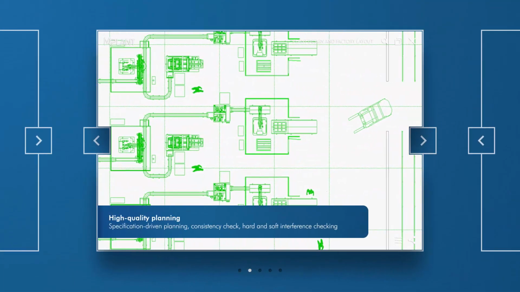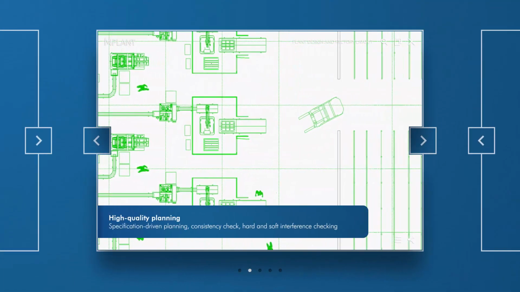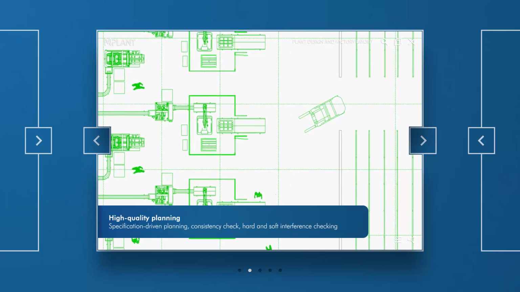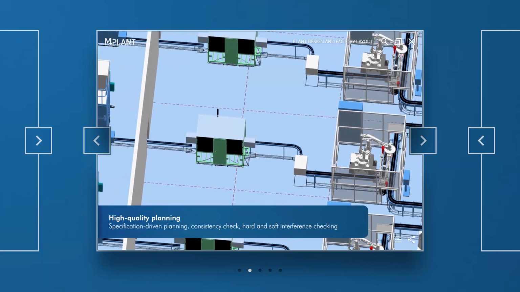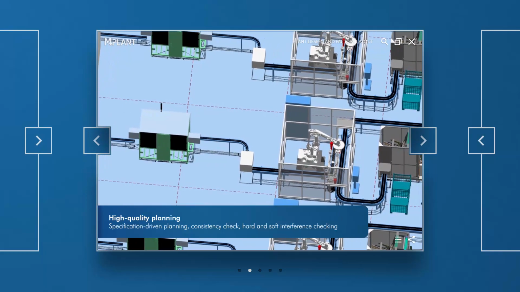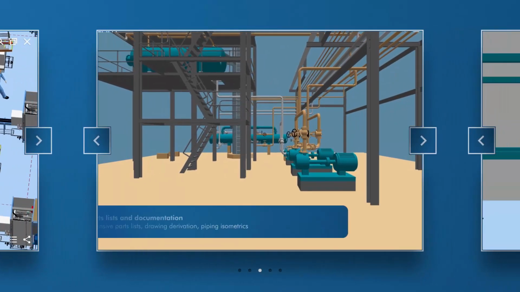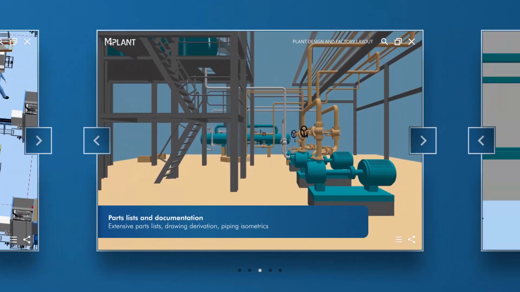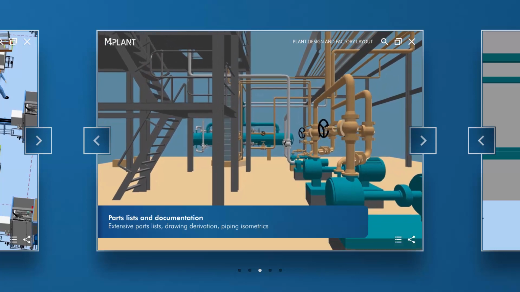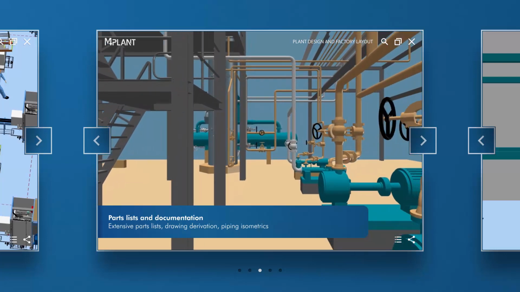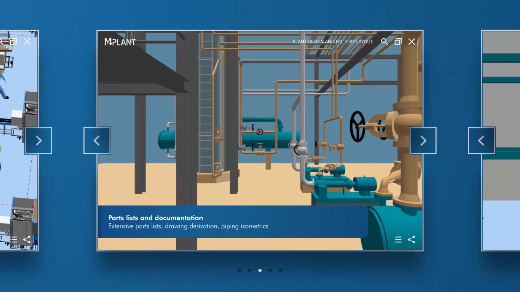M4 Plant ensures consistently high design quality due to its integrated collision detection and consistency checking, which works across all design disciplines. This avoids expensive rework and project delays at the construction site. Naturally, you can check design costs too using the system's extensive parts listing capability.